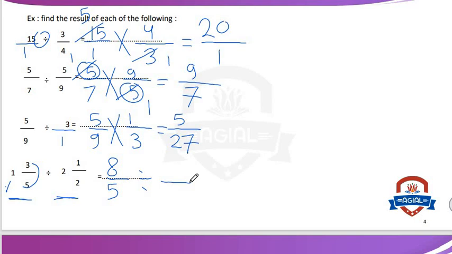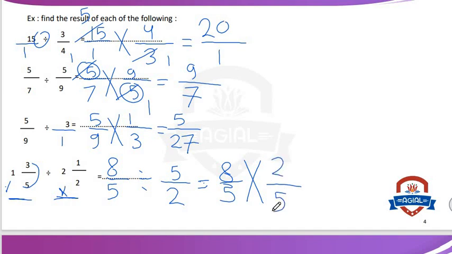Okay, 2 and a half. Convert from a mixed number to an improper fraction. 2 multiply 2 equals what? 4. 4 plus 1 equals? 5. Over the same denominator, 2. Now we have converted from mixed numbers to improper fractions. Okay, now let's do 3 steps. Leave, exchange, flip. So leave the first one, 8 over 5. Exchange: divide becomes multiply. Flip: 5 over 2 becomes 2 over 5.